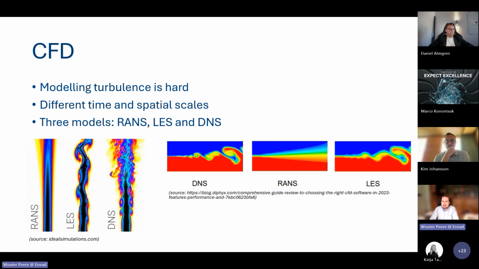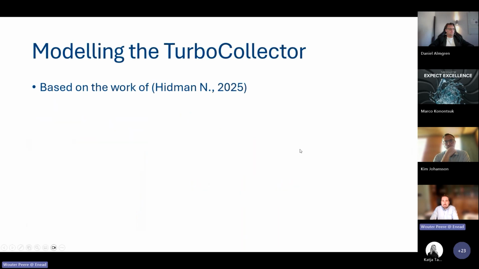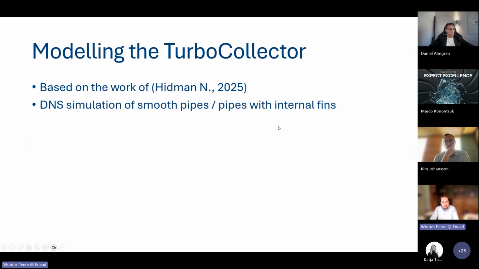It's direct numerical simulation. It's very, very computationally intensive, very complicated as well. But it's the only way to model really the small turbulence effect in order to come up with an accurate model of how the TurboCollector behaves. So the model in GHEtool is based on the work of Hitman, which will be published in the near future. It's a DNS simulation for both pipes with internal fins, like the TurboCollector, and with smooth pipes, to have a comparison on how both systems behave.